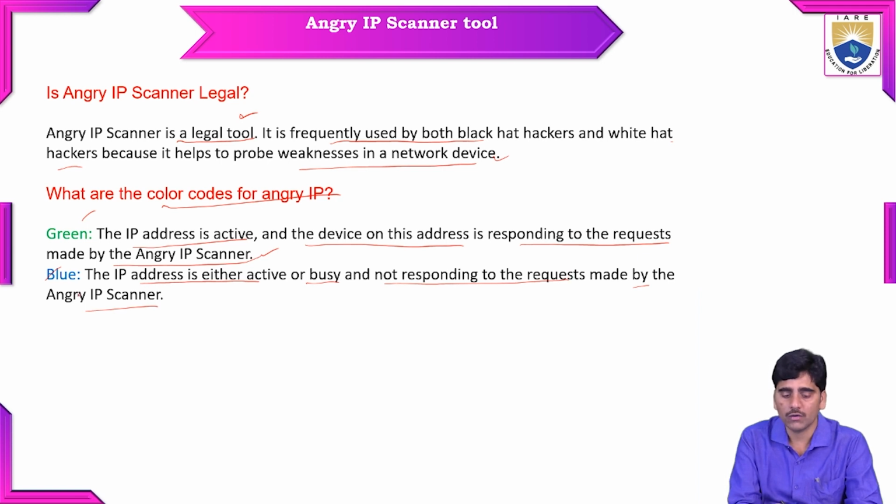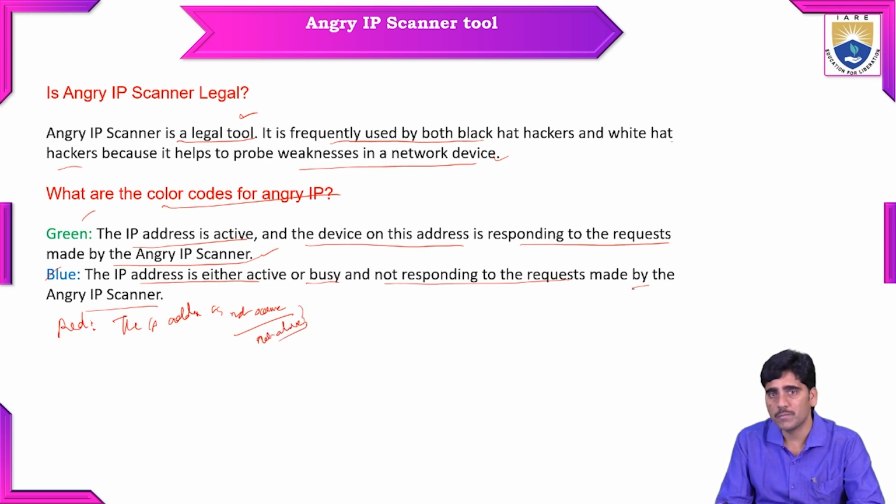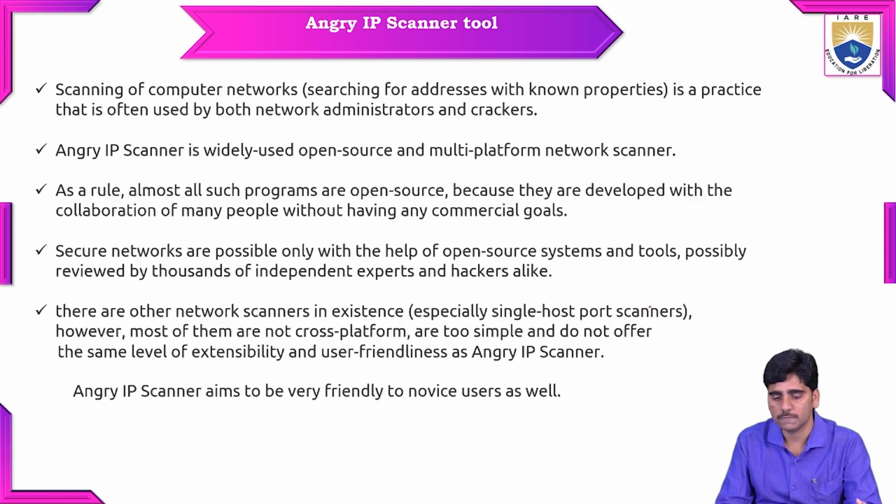And along with this, one red color is also there. That indicates that the IP address is not active, which indirectly says that the IP address is not alive. Some of the IP addresses are found active, and some are not found active, which indicates they are not alive. So from this, we can say that Angry IP Scanner is legal, and the color codes of this scanner are green, blue and red.